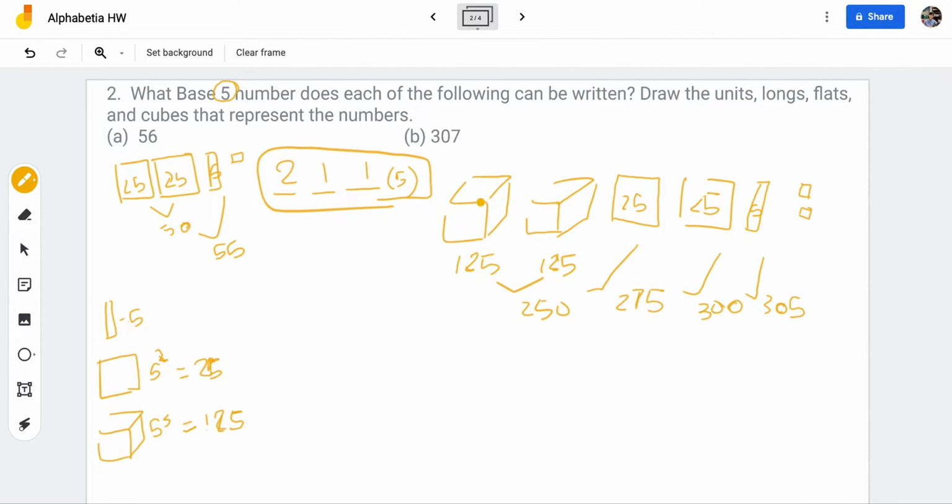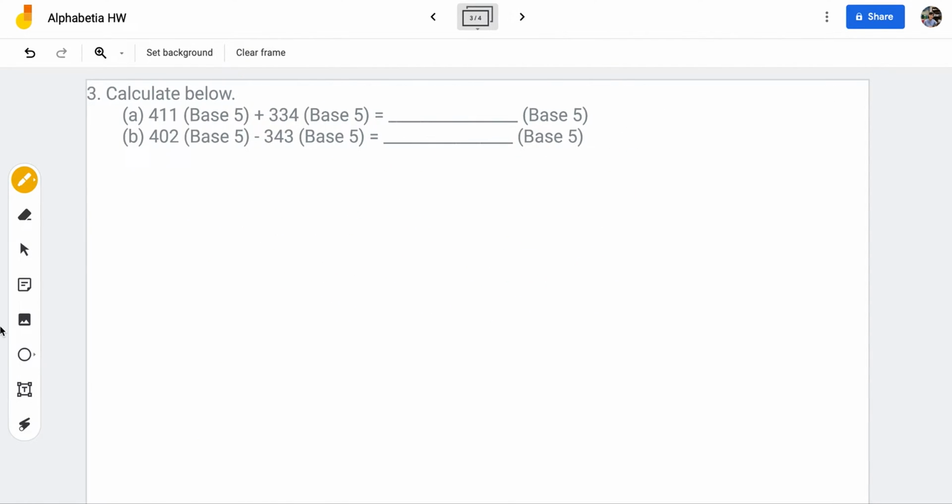So as you can see, I have cubes here, squares here, longs, and 1s. So I have 1, 2, 3, 4 digits. And we know we have 2 cubes, 2 flats, 1 long, and 2 units. This is also in base 5. Okay, let's look at the third problem.